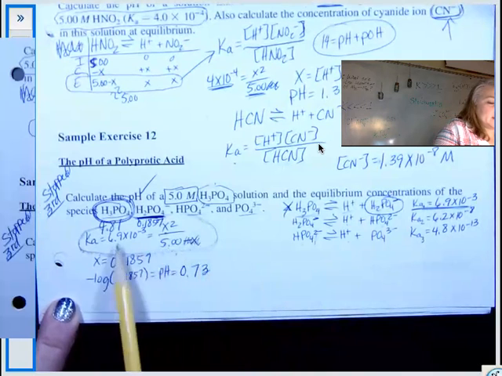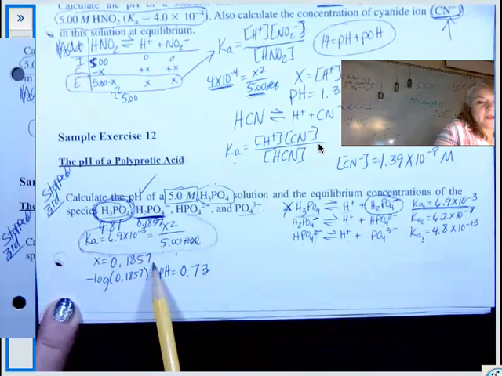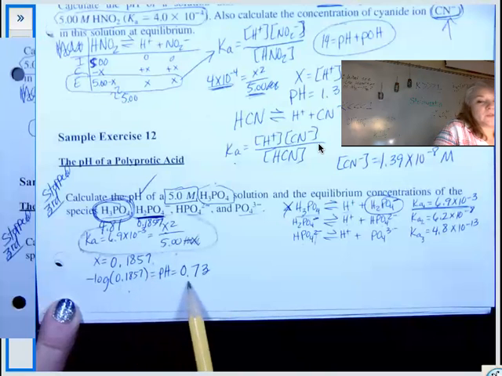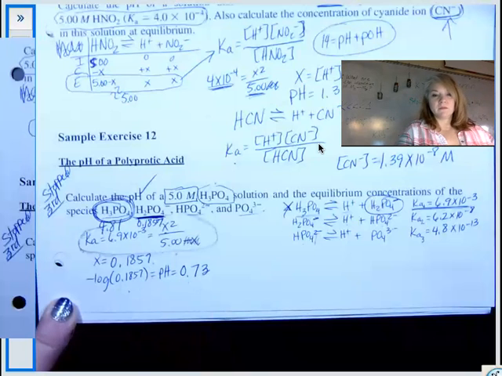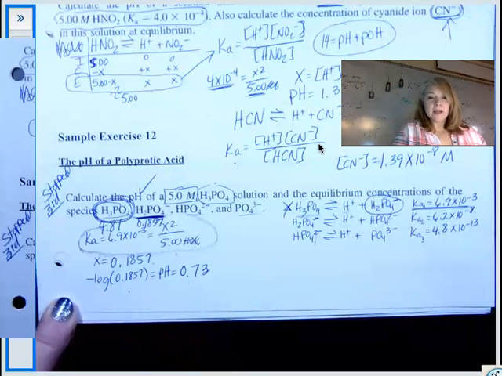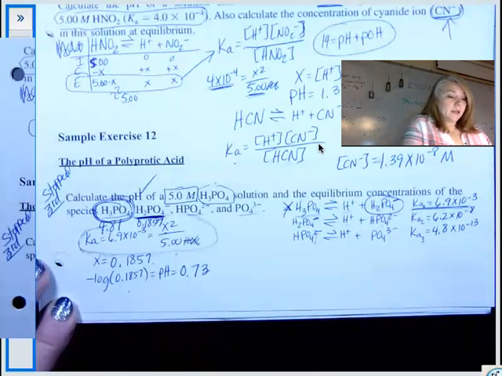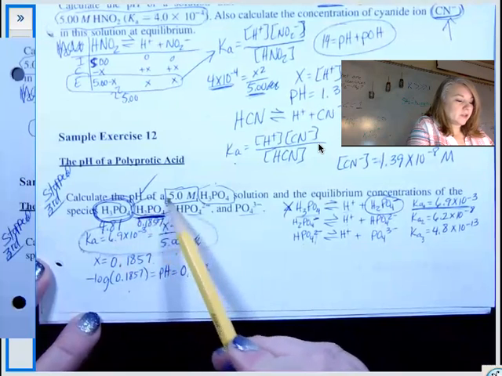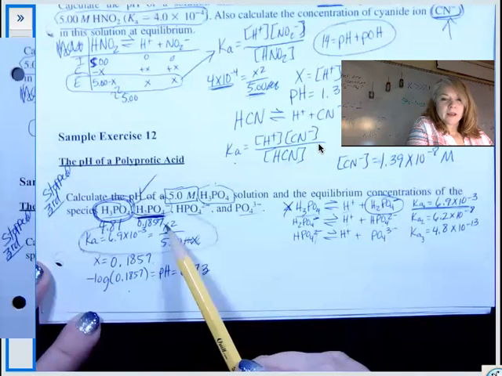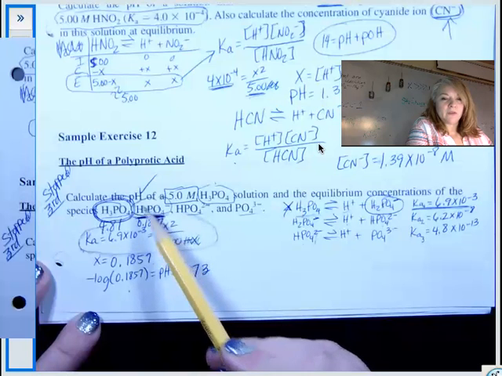And so we plugged that in and we solved for X. And last time we were together, we found that X was 0.1857. And then we took the negative log of that and we found the pH was 0.73. Okay. Yes, the X, the H plus. The X is your H plus. That's right. It's actually two things, Tyler. It's H plus and H2PO4 minus. So we have found the concentration of this, and I think I actually had written it underneath there, 0.1857 is the concentration of that one, and we found the pH.